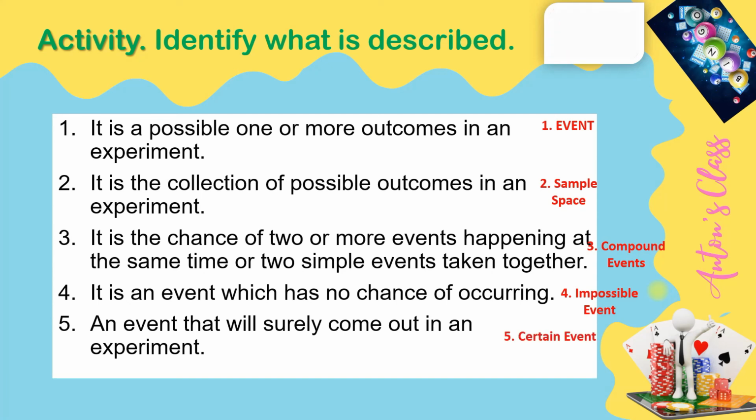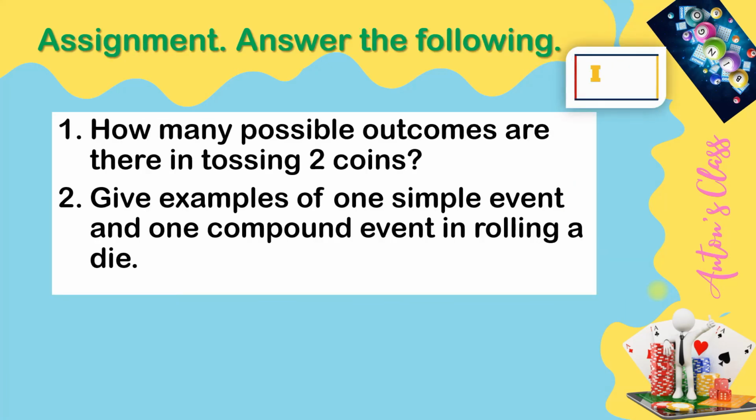And number 5, an event that will surely come out in an experiment, starts with the letter C: certain event. Okay, class, for your assignment: number 1, how many possible outcomes are there in tossing 2 coins? You'll do the experiment and write down the results. Number 2, give examples of 1 simple event and 1 compound event in rolling a die.